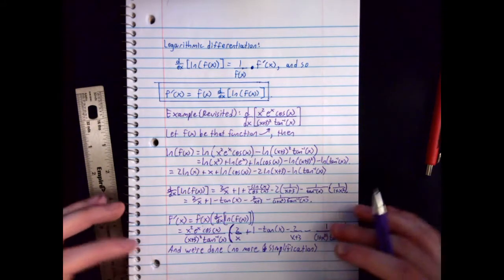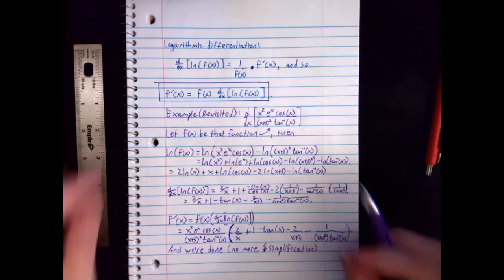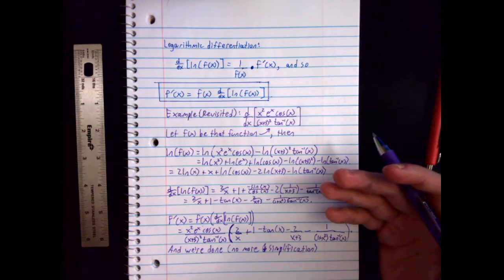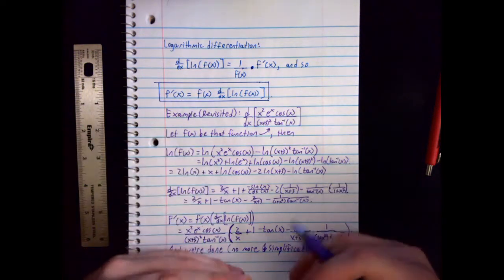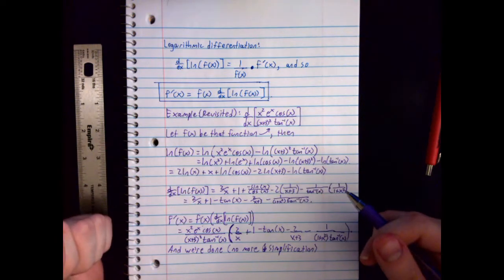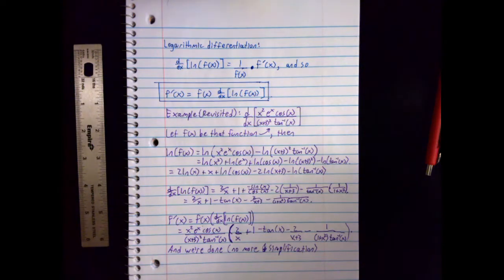Okay, so this is the really nice technique for differentiating products and quotients. Again, the key idea is that logarithms take products and quotients and convert them to sums and differences, which, morally speaking, are much easier to differentiate than products and quotients. Okay, so that's everything for this video.